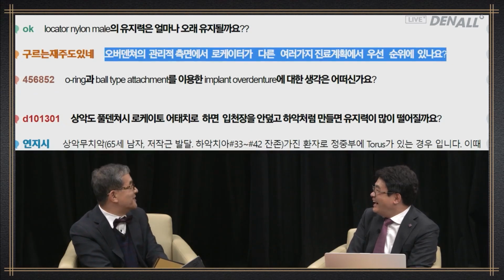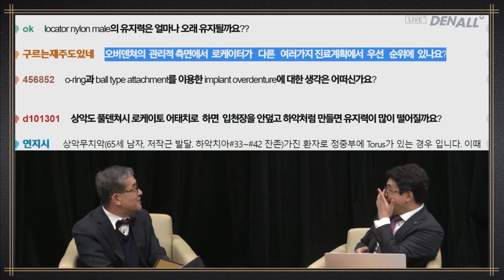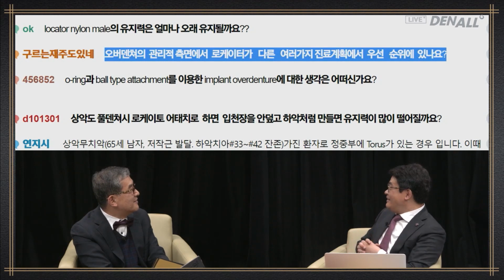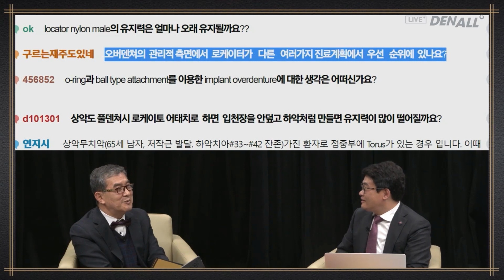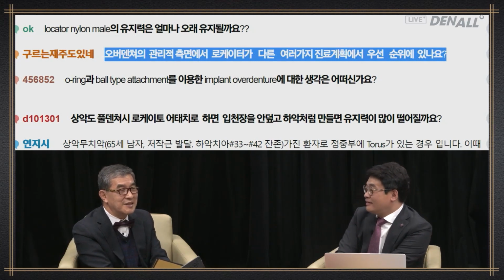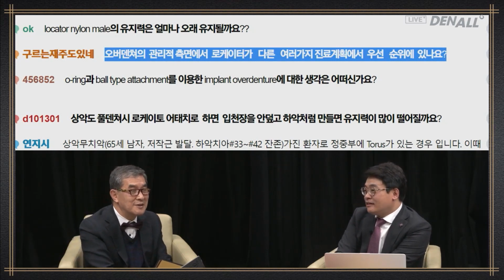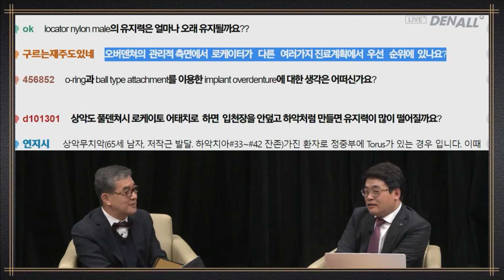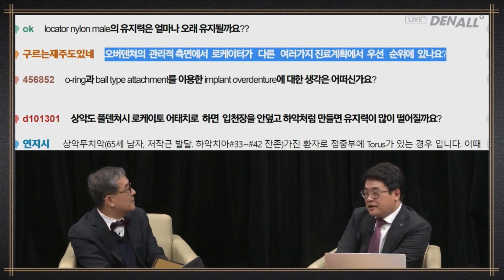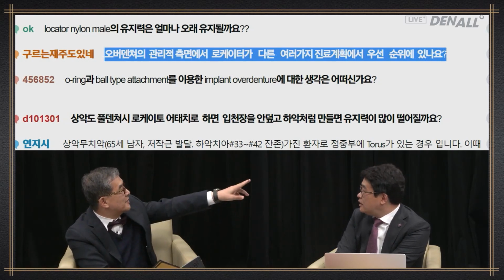Are you a bear? Perhaps that's why you have a talent for rolling. In terms of maintenance of overdenture, is Locator better? Is it a priority in your treatment plan? So do you think of Locator attachment first? When we choose attachment, in terms of maintenance, yes.